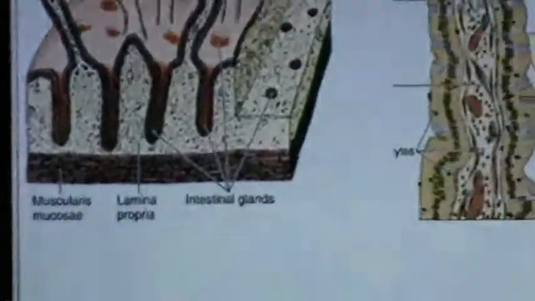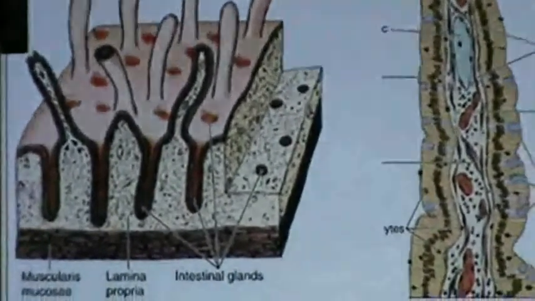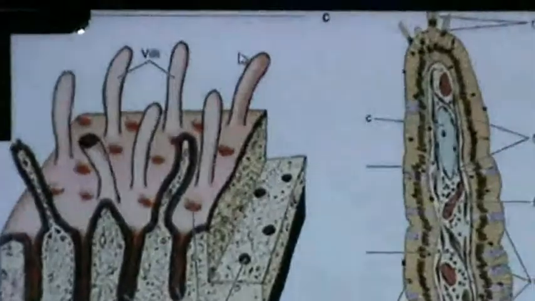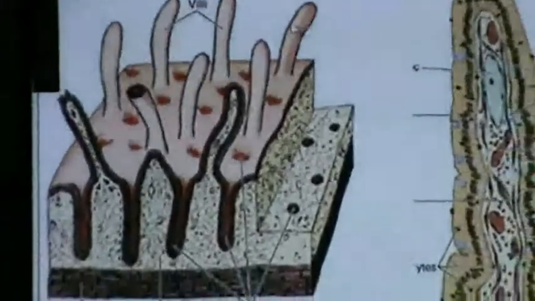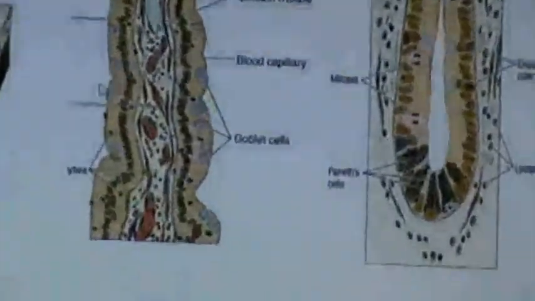How to differentiate between the villi and the crypt? The villi, as you can see, project above the surface, so they are surrounded by the lumen. They are surrounded by nothing. White is the lumen of the small intestine.